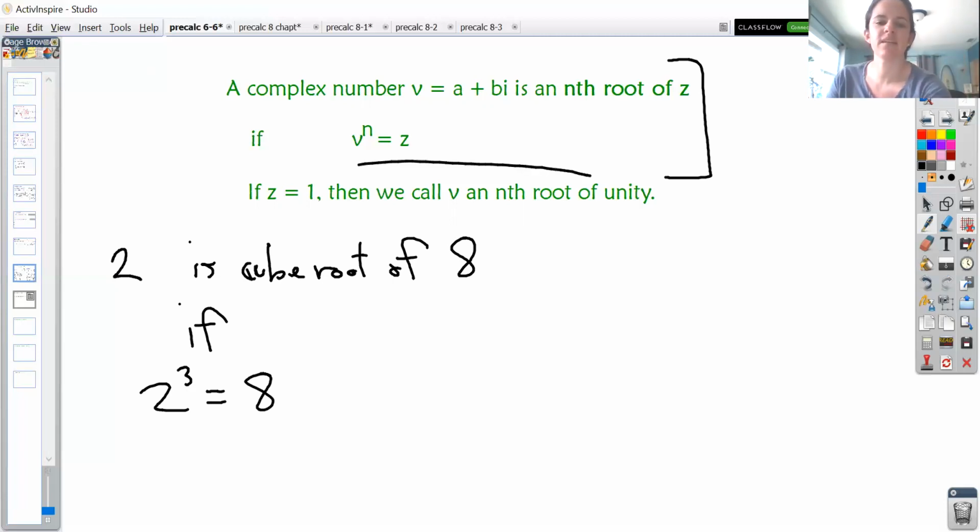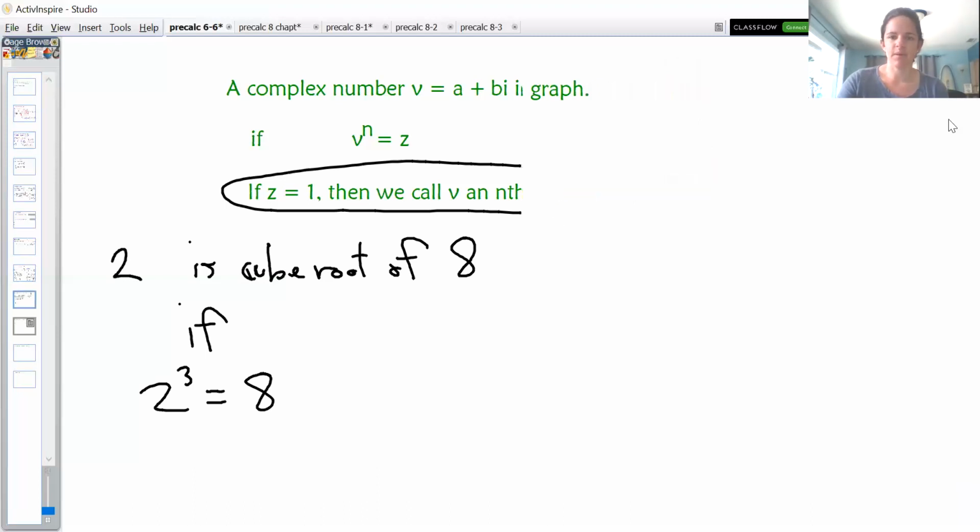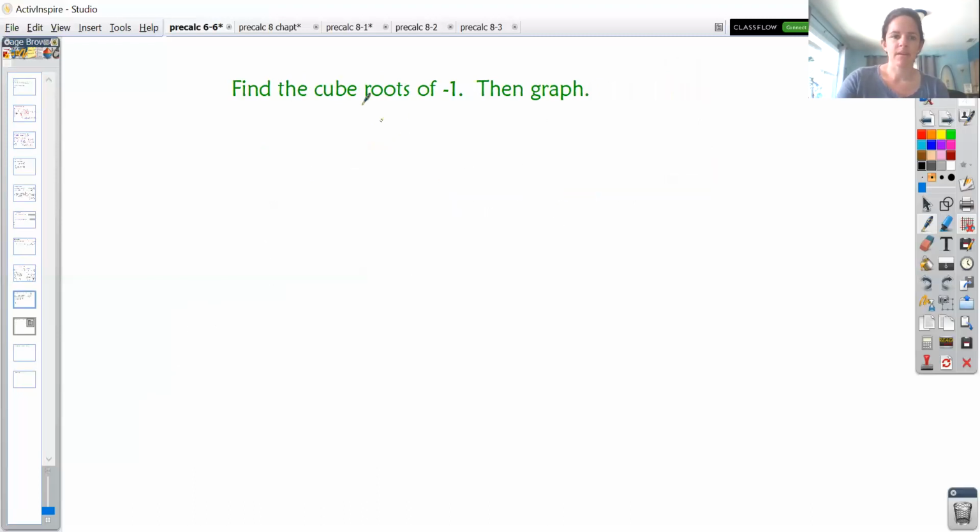The second little piece of information here is that if z is 1, if the number that you're taking the roots of is the number 1, then we can call whatever those roots are roots of unity. So if I want the cube roots of 1, then I would say the cube roots of unity. It's just a little vocabulary thing to keep in mind. Okay, so let's go ahead and do a couple examples. Find the cube roots of -1 and then graph them.